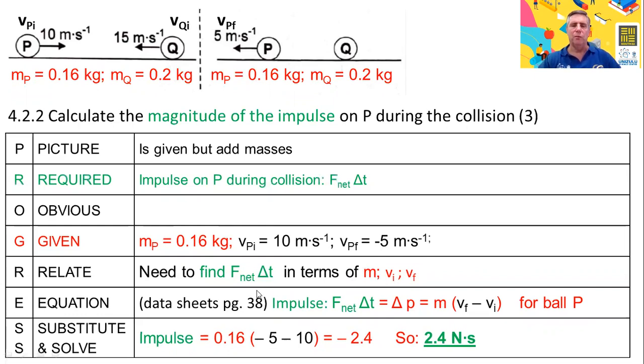So from the data sheets on page 38, we use our impulse equation, and we simply substitute in the mass of P is 0.16 kilograms. Now watch carefully, the final velocity of P is minus 5. The initial velocity is plus 10, and that's why you get minus 5 minus 10. When you multiply out, you get minus 2.4, but it just asked for the magnitude of the impulse on P. So we can just give it as a positive number, 2.4 Newton seconds for 3 marks.